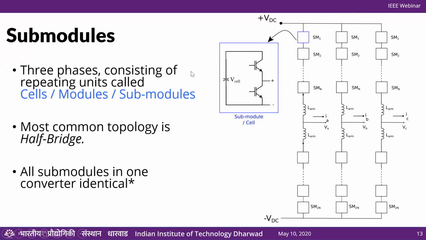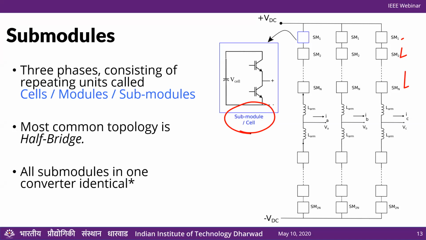Okay, so let's start now diving into the topology. The topology, as I said, consists of all of these submodules that are cascaded in series, right? So submodule 1, 2, 3, 4, all the way to n, and each of these submodules looks like this. In this case, I have shown just one submodule or a cell, and the most common type of submodule is what is called a half bridge.